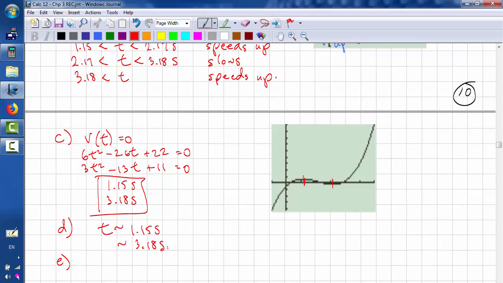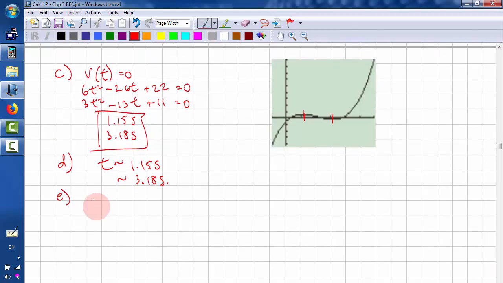E, describe the velocity and the speed of the particle. Okay, so we already have v of t. That's 6t squared minus 26t plus 22. The speed is the absolute value of v of t. So that's just the absolute value of 6t squared minus 26t plus 22. Okay, so describe the velocity. We'll do that first. That's over here.